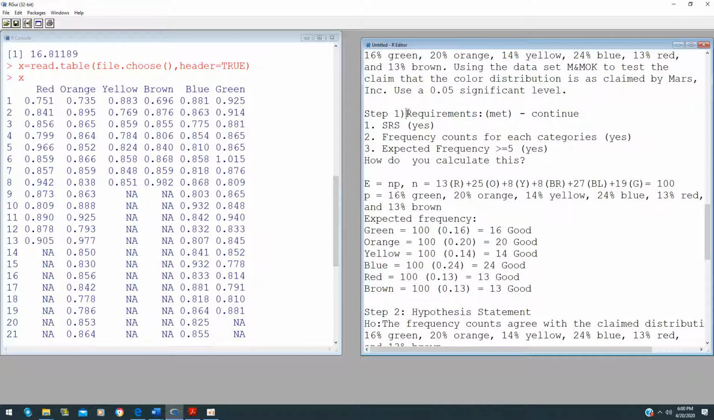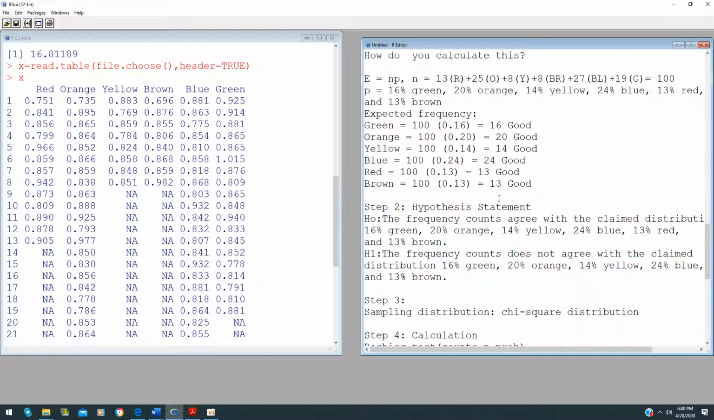So a lot of students did not do this in your test, so make sure you tell me, do you meet or do you not meet the requirement? So we will continue with step 2 here, which is doing hypothesis testing. The hypothesis testing is very easy to write here.